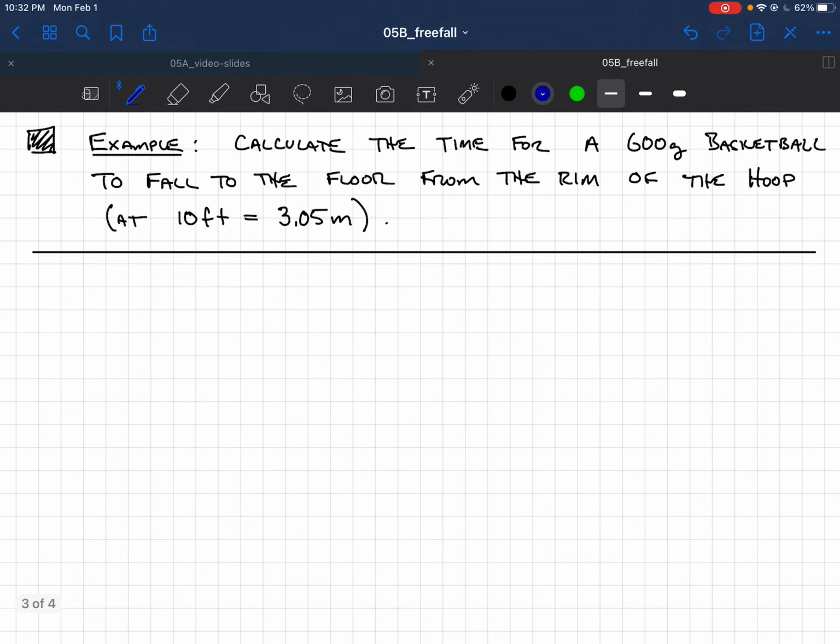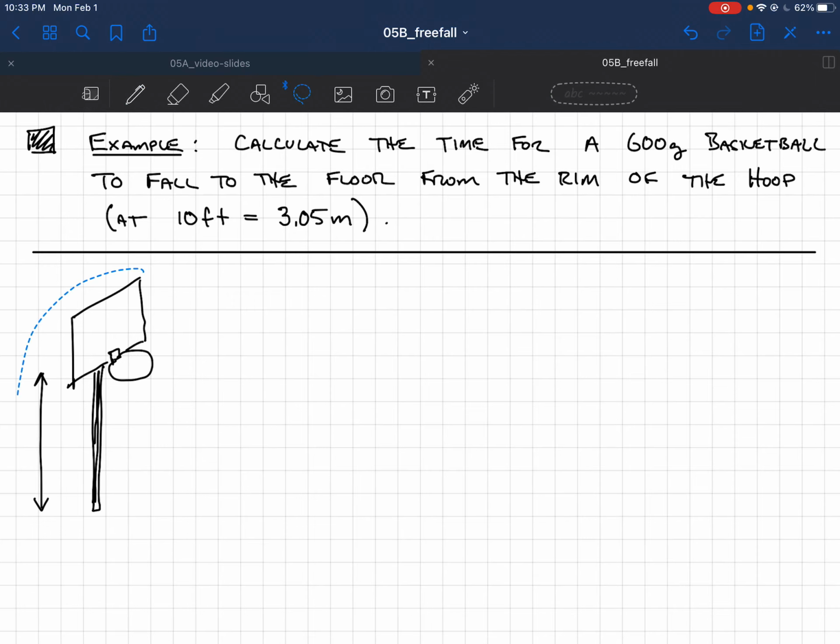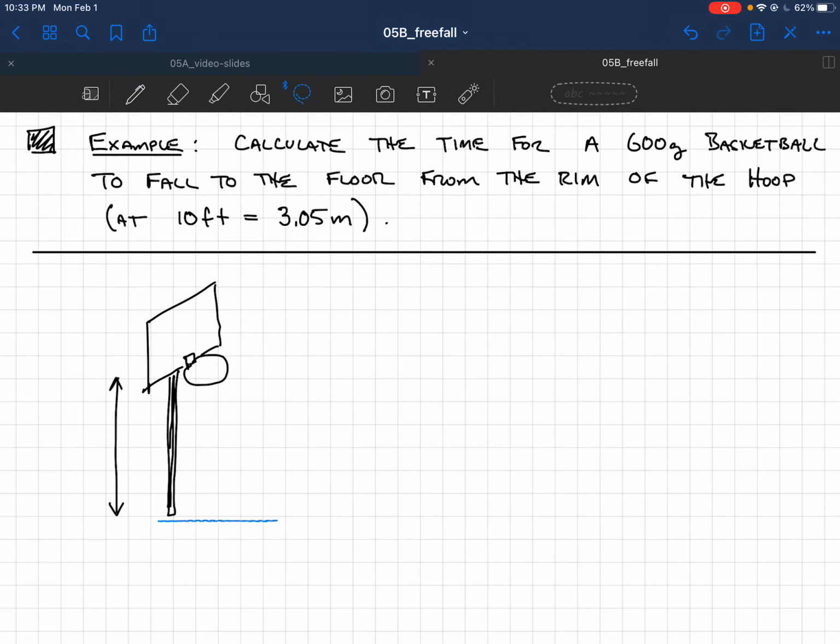So let's do an example. Let's calculate the time for a basketball to fall to the floor from the rim of the hoop. So let's make ourselves a picture. We have the basketball hoop, looks something like this. And it turns out that the hoop is exactly 10 feet from the ground, regulation, and that 10 feet is a little bit more than 3 meters, 3 meters 5 centimeters.